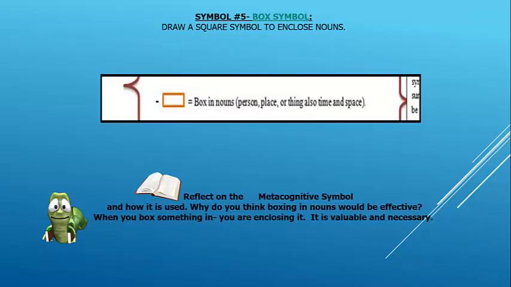Symbol number 5, box symbol. Draw a square symbol to enclose nouns. Here you have a box. What the box does is that it is able to enclose nouns: person, place, or thing. Also, time and space may be enclosed.